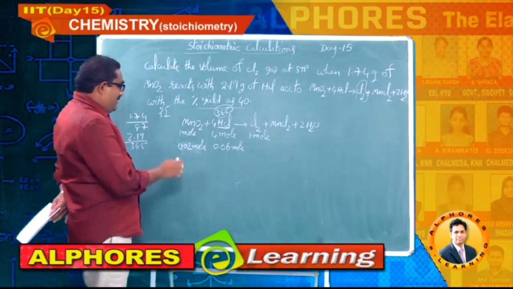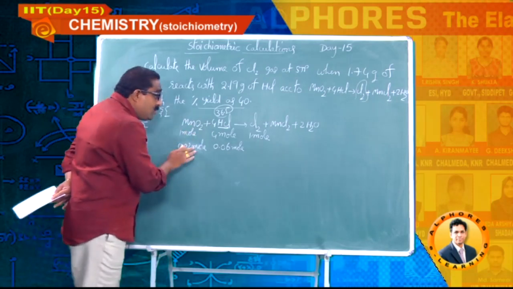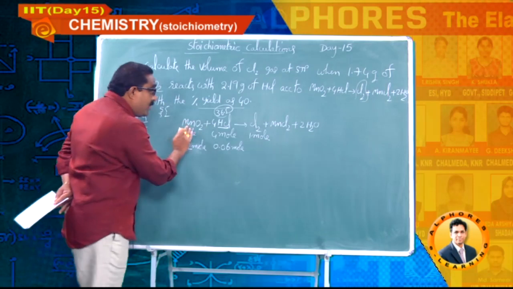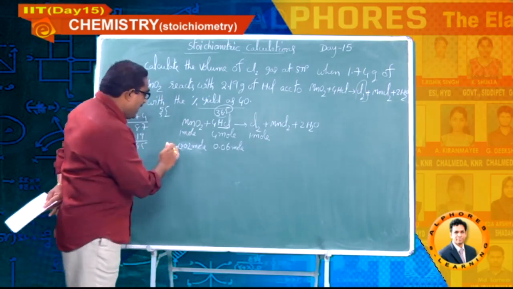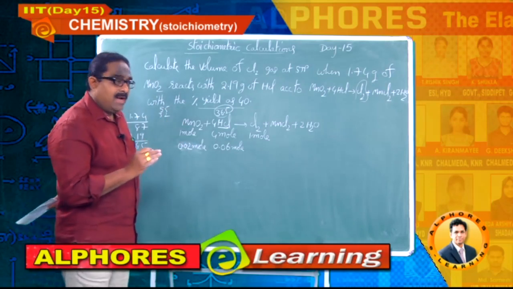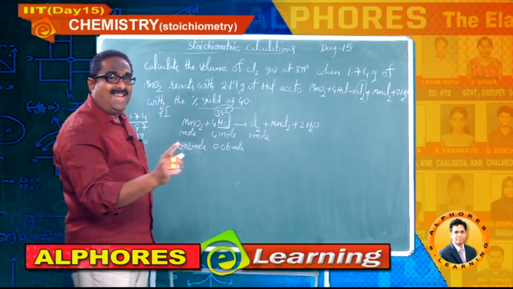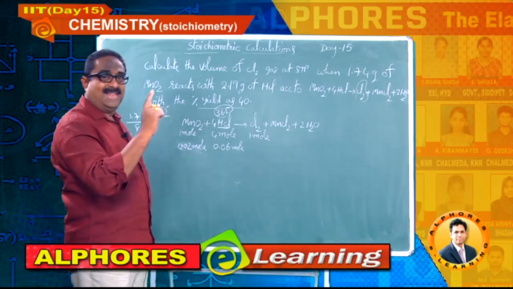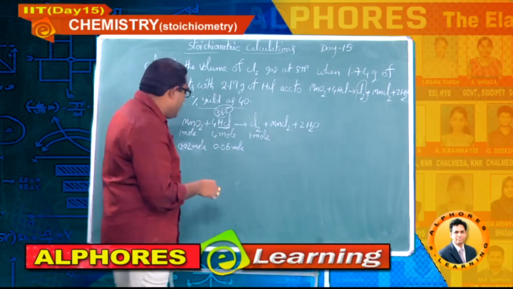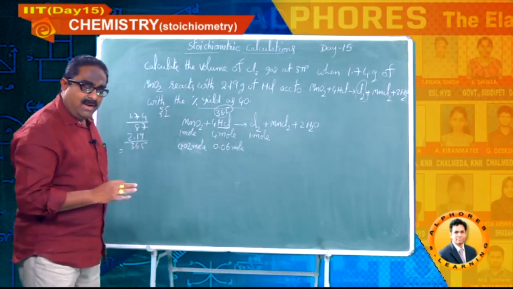Again, 1 mole needs 4 moles. 0.02 mole needs 1:4 mole ratio. 0.02 into 4, how much? 0.08. Is it there? No. Again, we have to go for the limiting reagent concept. Let me check which is limiting reagent among these two, simply by using that application.